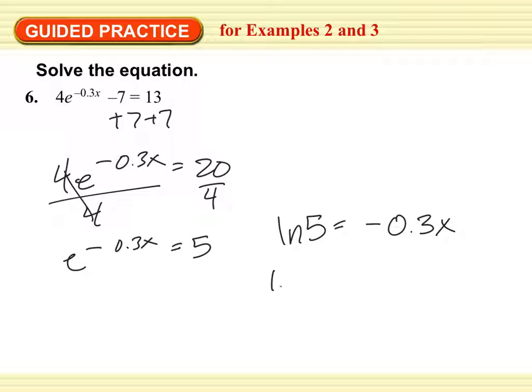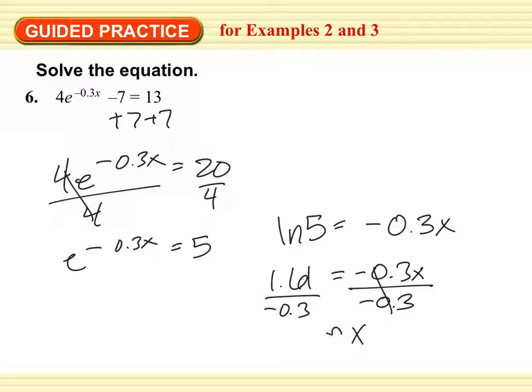Log 5 is 1.61 approximately. Now I divide both sides by negative 0.3, and I get x is approximately 1.61 divided by 0.3. Make that a negative. I'm not using my normal calculator, so I'm struggling here. There we go. x is approximately negative 5.36.